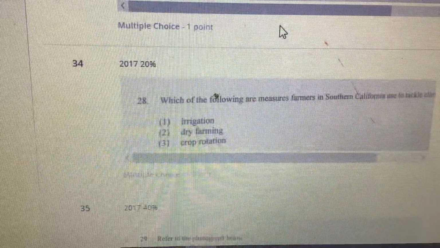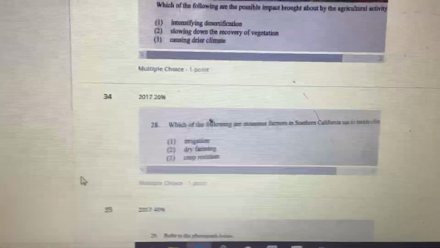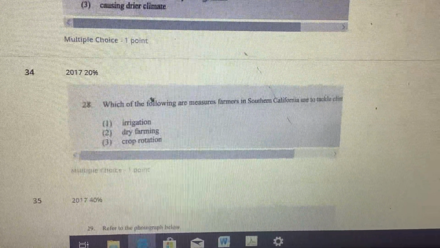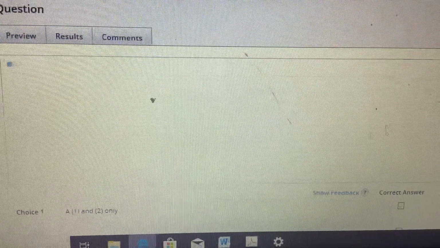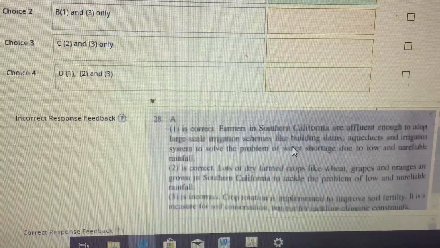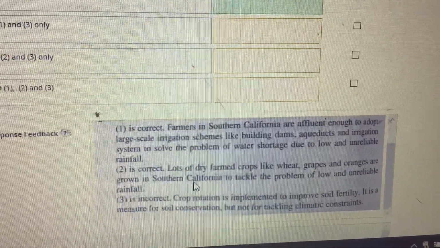Okay, this one. Number 34. Which of the following are the measures of Southern California to tackle the climate constraint? Irrigation, is it? Yes. Number 2, is it? Not really. As I've said before, it's about the dry farming in the Sahel. Mostly it is in the Sahel. Is it? Not really. Well, let's check out the answer. Have I made this wrong? No. Oh, it's the dry farming. It's in Southern California.